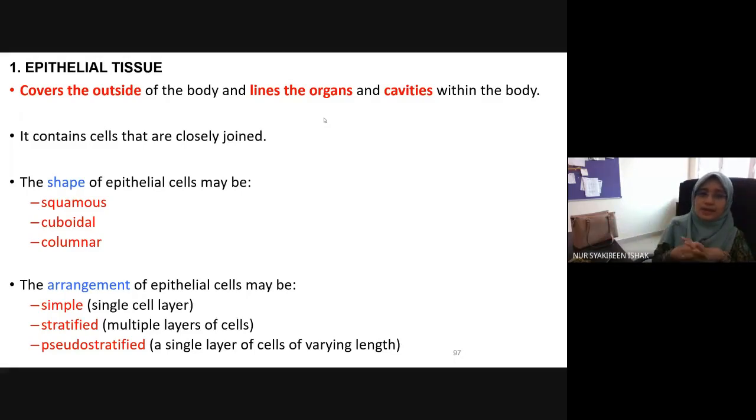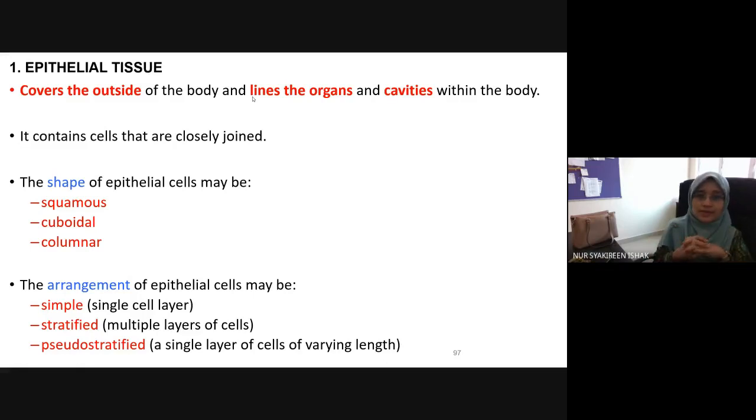Okay, and then lines the organ. Okay, for example, organ, your lungs. Okay, your lungs are also lined with the epithelial tissues. Your lung contains, for example, alveolus. Okay, so the alveolus is made up of epithelial cells, okay, which is very thin layer of cells, okay, that allows the diffusion of gas, right?